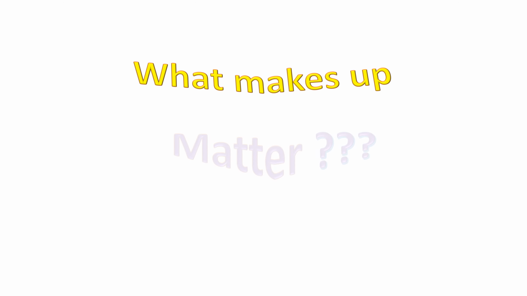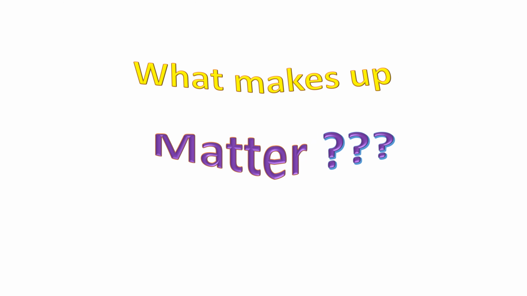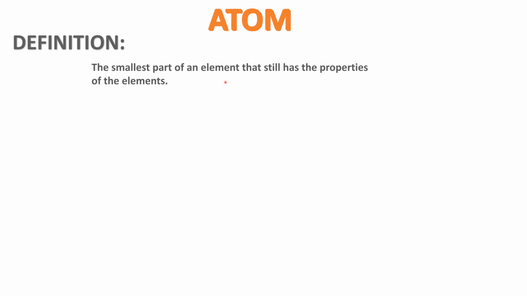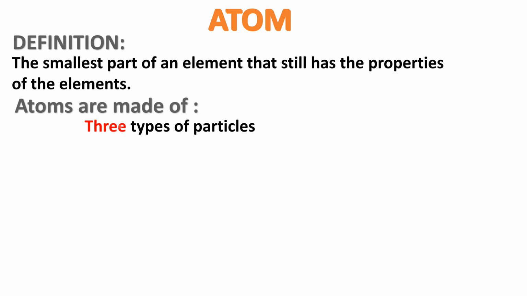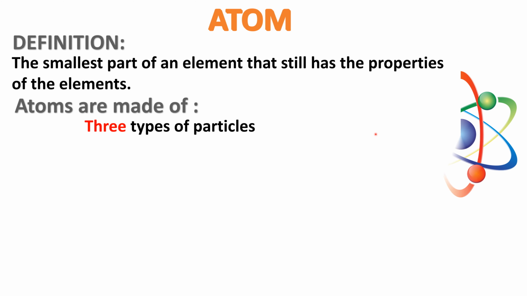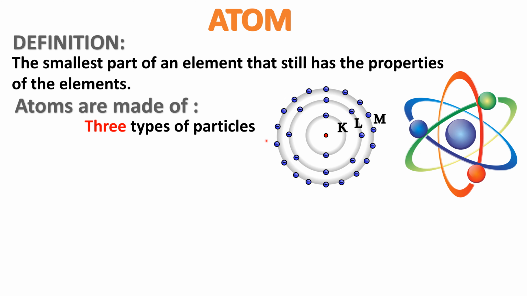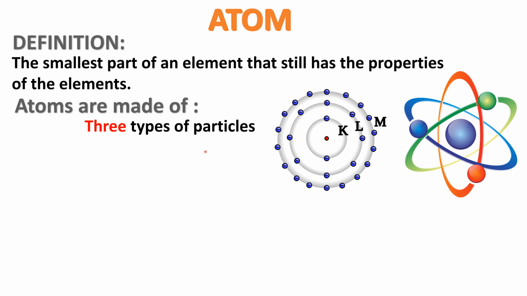What makes up matter? Atoms. What is the definition of an atom? It is the smallest part of an element that still has the properties of the element. Atoms are made of three types of particles. Here is an atom. It consists of three types of particles: protons, neutrons, and electrons.